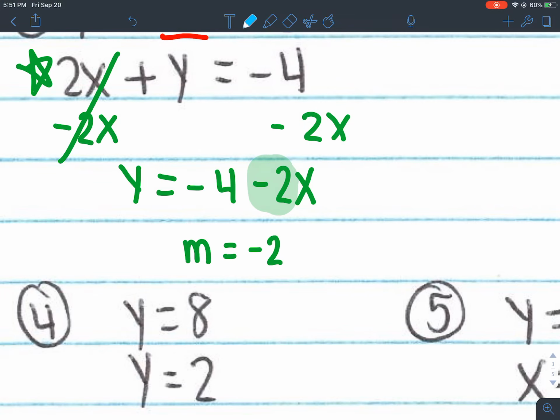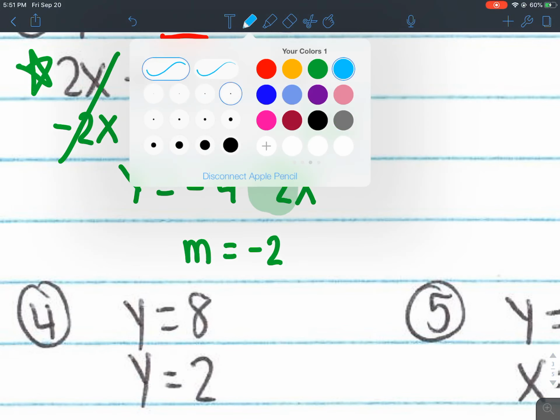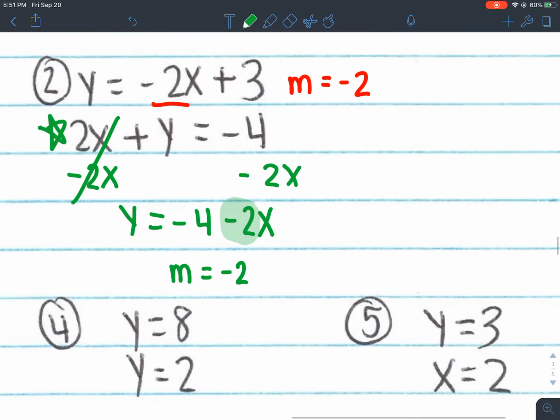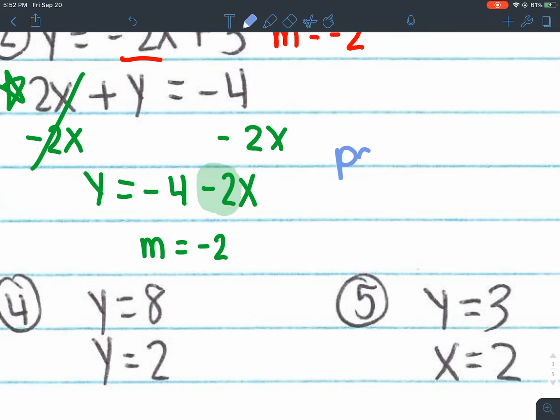And highlight my 2 here. My slope here is negative 2. So are my slopes exactly the same? Well, my slope for the first line was negative 2, and my slope for the second line is also negative 2. So these are going to be parallel because they're exactly the same.